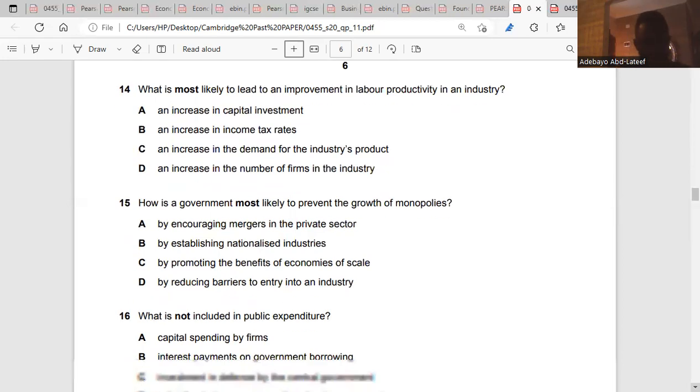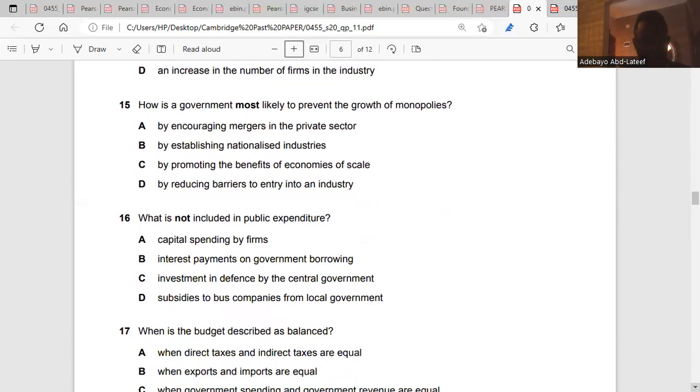Question 15. How is the government most likely to prevent the growth of monopolies? We already said monopoly is a market structure that allows just a producer of goods or services in an industry. So for government to stop or reduce monopoly, because one of the characteristics of monopoly is barriers to entry, government has to reduce the barriers to entry. So it's D. The answer is D.